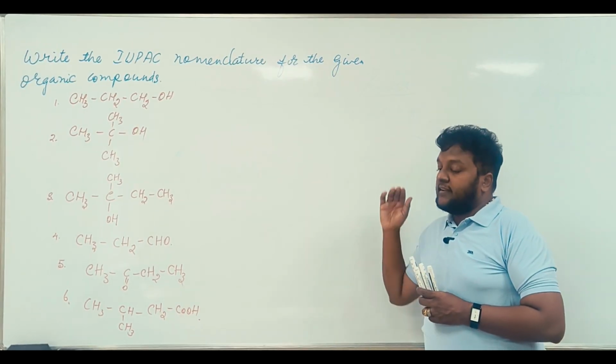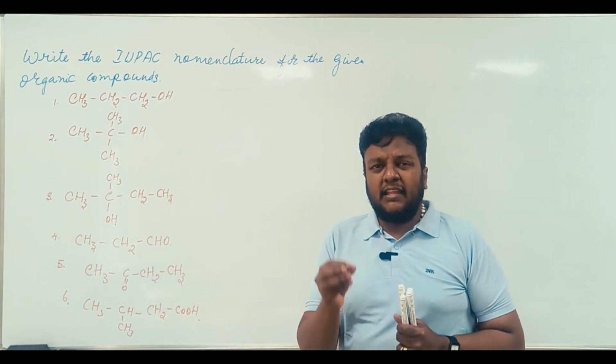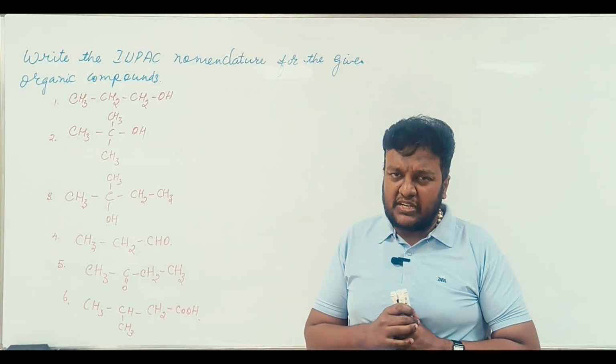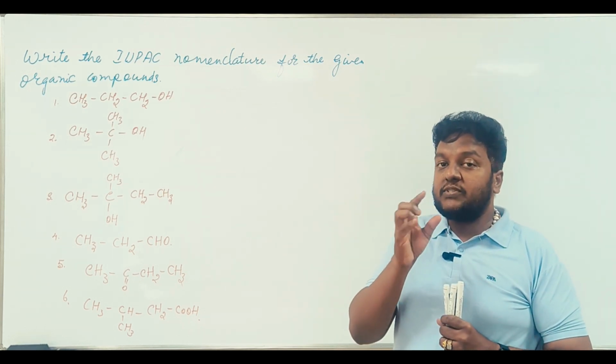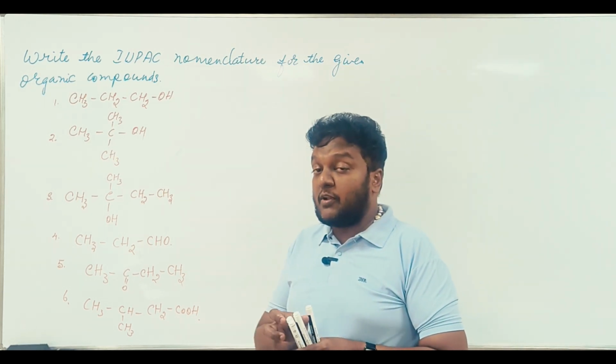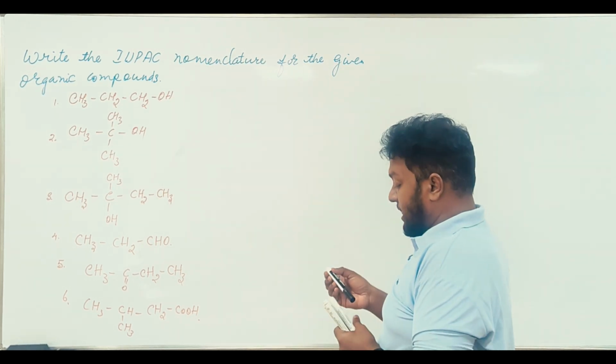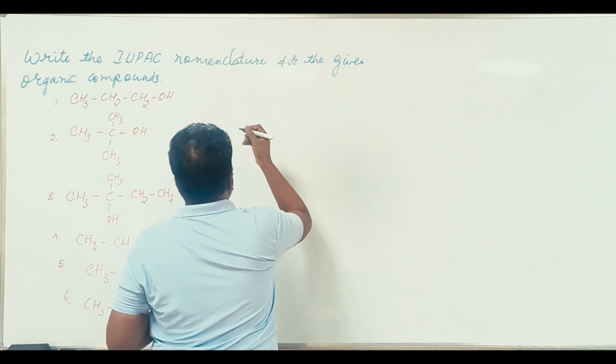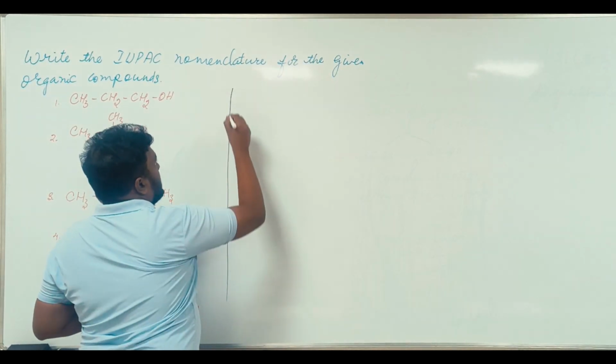For writing the IUPAC nomenclature, there are certain rules which we have to keep in mind. I will give you the rules in the form of a tabulation. Just listen how I am going to draw the table. Then it will become very easy for you.